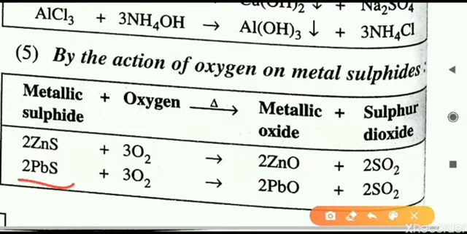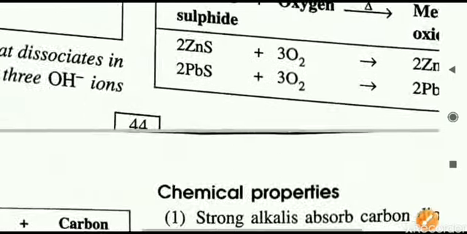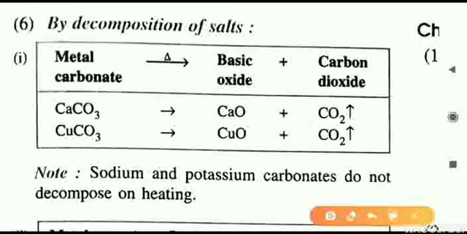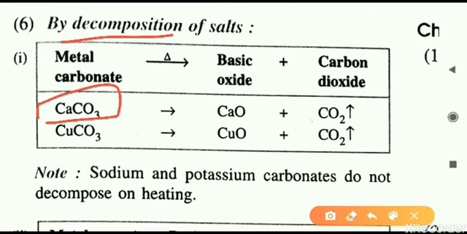Similarly, one more example, lead sulfide, PbS, reacts with this. Here also the same thing happens. Oxygen is added to the metal, that is lead, and we will get lead oxide, PbO, and the byproduct is sulfur dioxide. Let us have a look at the next metal compound used for preparation of bases, that is metal carbonate. Here it is a decomposition reaction, that means a bigger molecule is breaking into smaller parts. Let us have a look here, this is calcium carbonate.